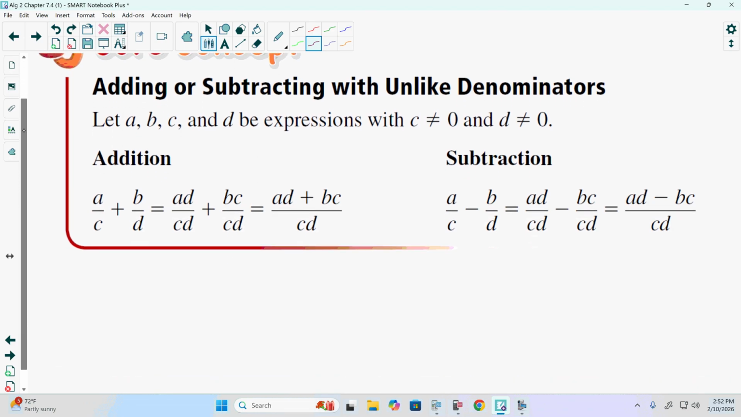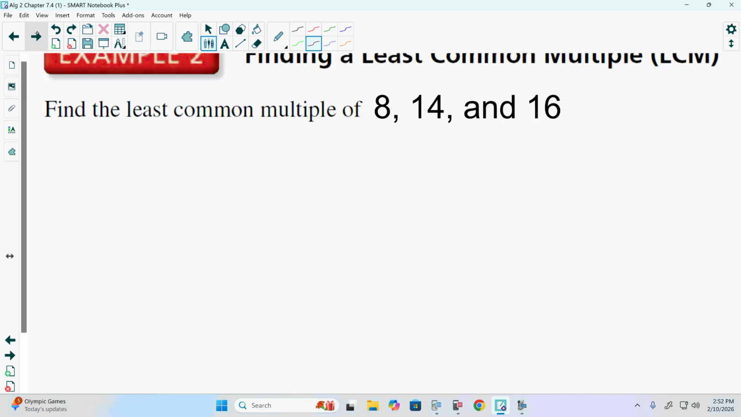Now, the big thing with this here is adding or subtracting unlike denominators, because there are going to be more that don't have like denominators than there are that will. And if the denominators are not the same, we have to get them to be the same. We need to find the first expression or first number that would make them be the same, and that's called the least common multiple.